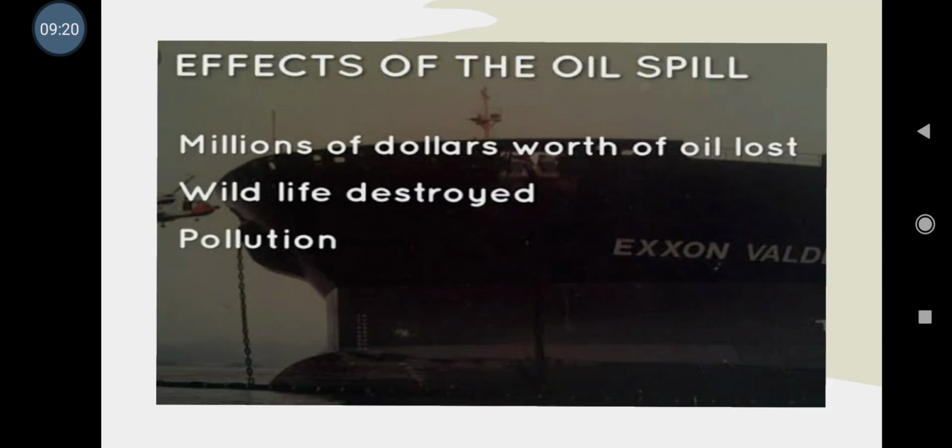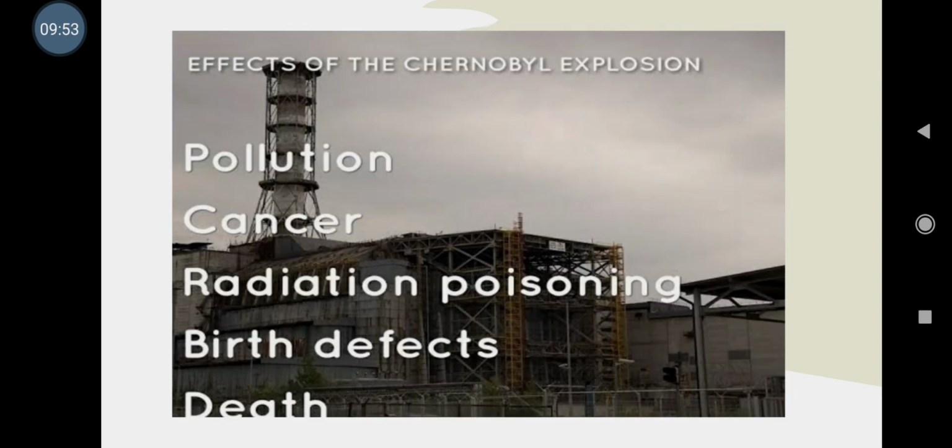Effects of oil spills. Let's move on to certain disasters and their impacts on the environment. Wildlife is destroyed due to oil spills. Wildlife, including plants and animals, is affected by pollution, and it is very expensive to clean up, and this leads to a very hard life for fishing people and the fisheries department.